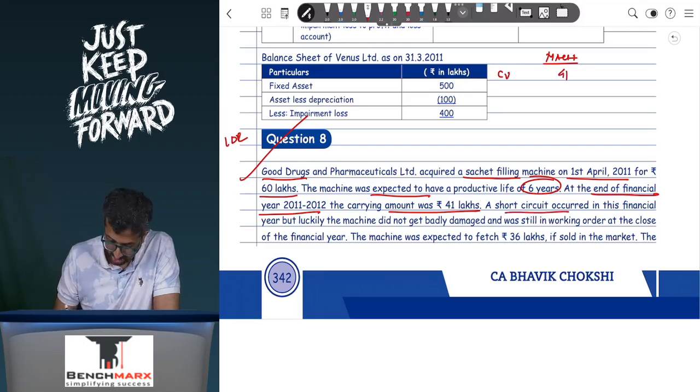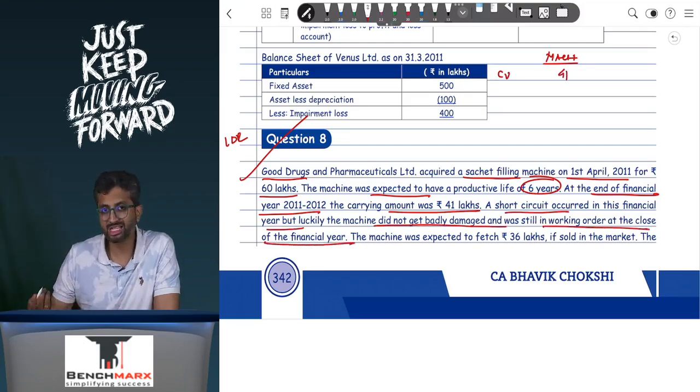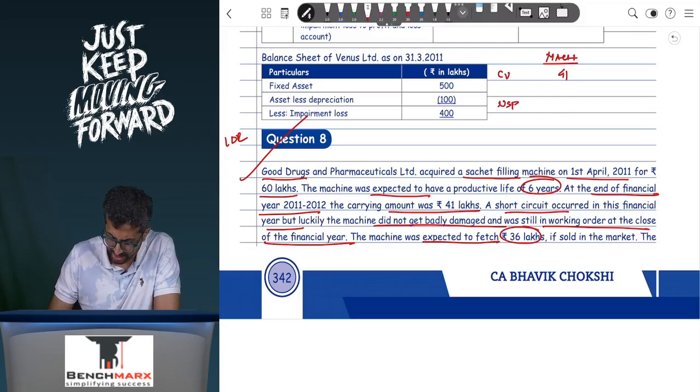A short circuit occurred in the financial year, but luckily the machine did not get badly damaged and was still in working order at the close of the year. So this is an indicator of impairment. The machine was expected to fetch 36 lakhs. So this is the net selling price, 36 lakhs if sold in the market.